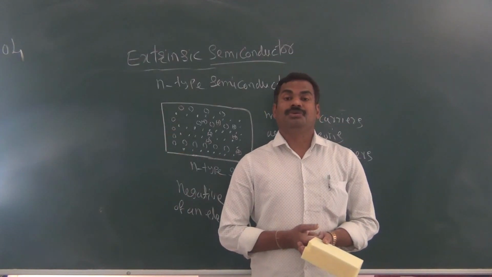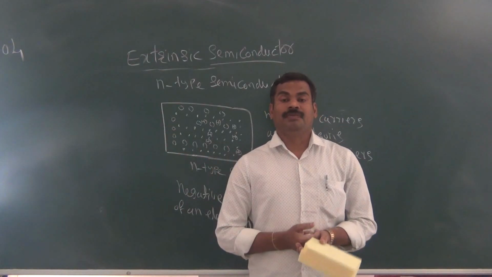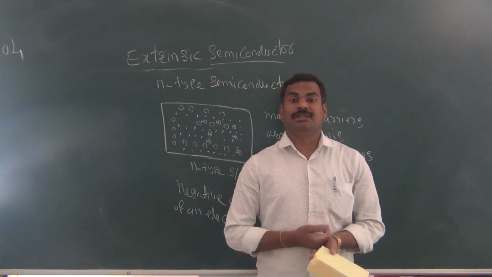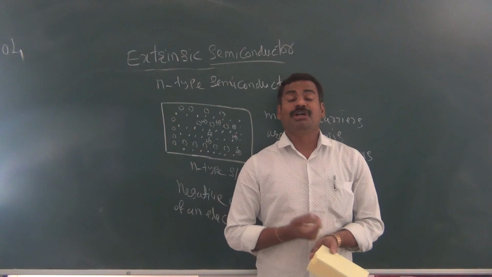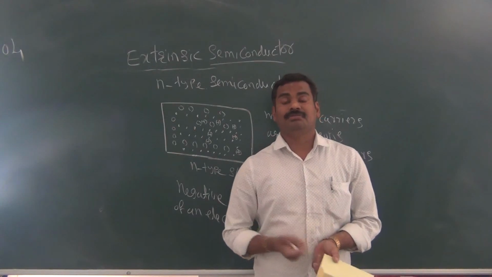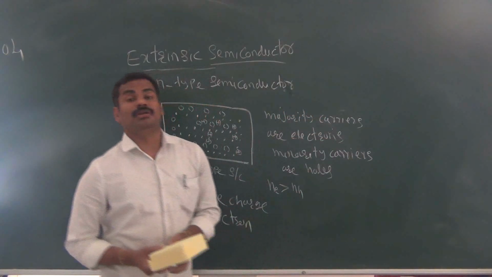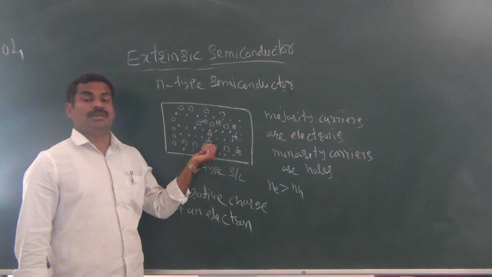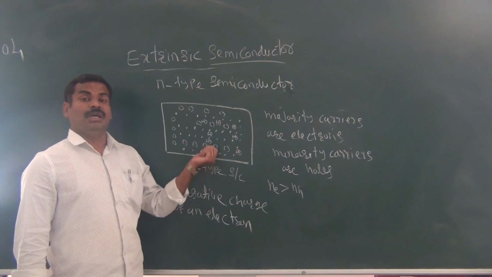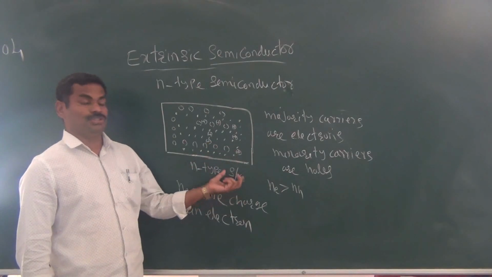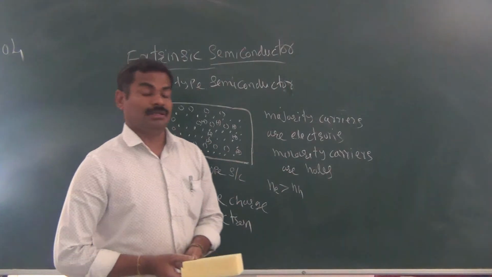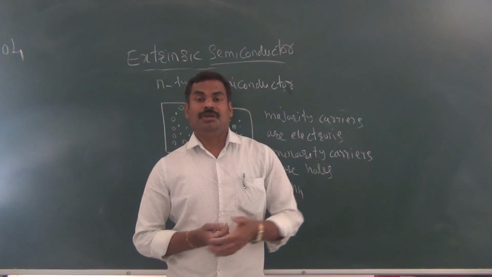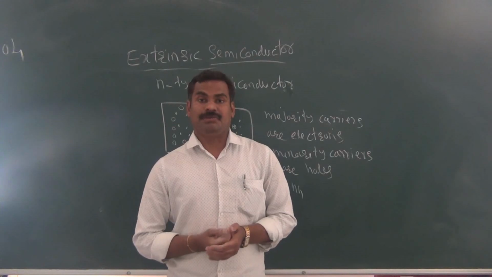And an important thing, don't get confused: your n-type semiconductor is electrically neutral. But how is it electrically neutral? Because we are adding a neutral phosphorus atom to the pure silicon or germanium. That is why it is called electrically neutral. This is about the n-type semiconductor, and I hope you follow it. In the next class, I will cover the P-type semiconductor. Thank you.